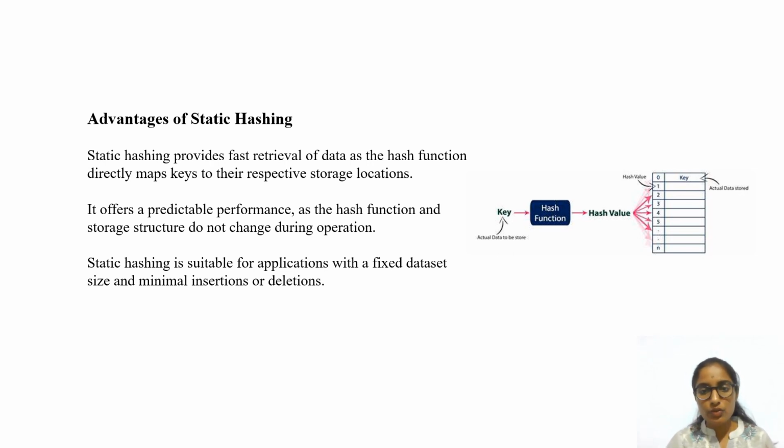Now let us see what is the advantage of hash function. Using hash functions for authentication offers several advantages such as speed and efficiency in processing large amounts of data, as well as one-way protection from attackers. Hash functions are also collision resistant, making it unlikely that two different inputs will produce the same hash. It offers a predictable performance as the hash function and storage structure do not change during operation. Static hashing provides fast retrieval of data as the hash function directly maps keys to their respective storage locations.